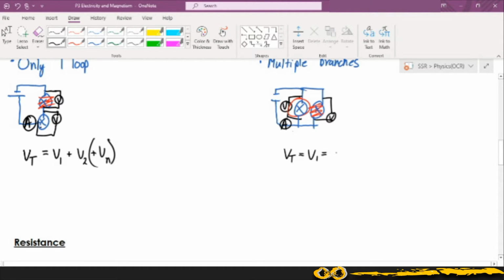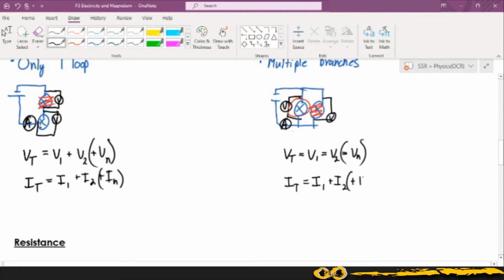In a parallel circuit, each part of the circuit, each branch, receives the same potential difference, so they are all equal. Again, the n here symbolizes any number of branches. In a series circuit, it's the current that is the same throughout the entire circuit. Whereas in parallel, the current will split into the different branches, and the total current would be equal to the currents of each individual branch added together.